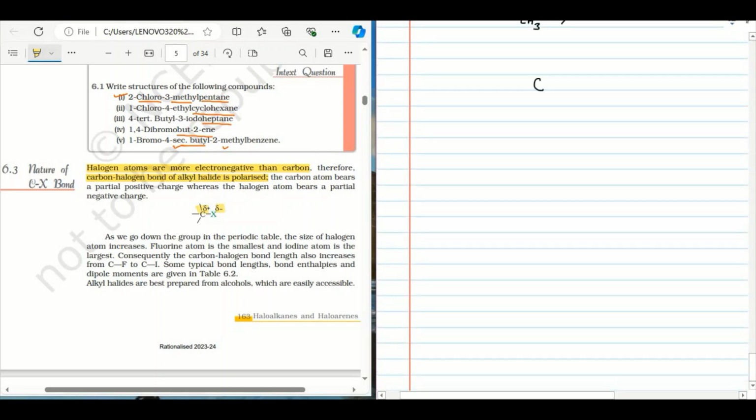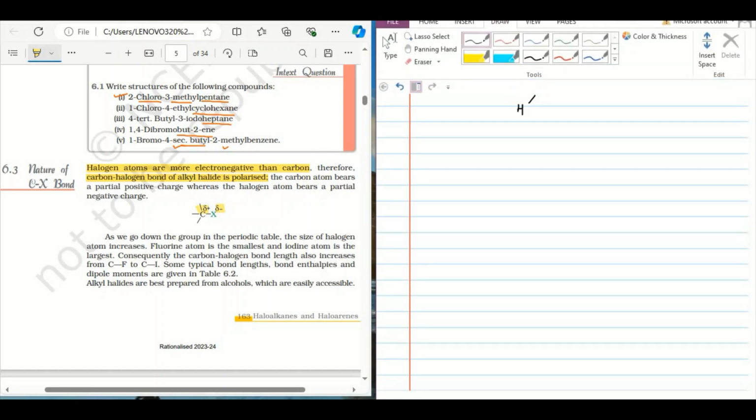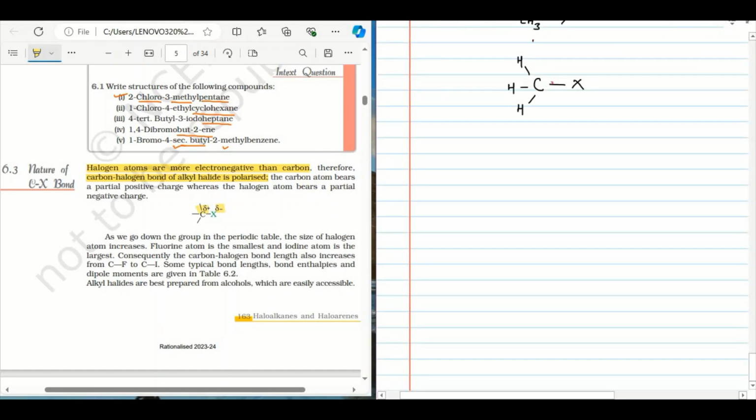Here this is carbon and there is a bond with some halogen. This carbon has already made bonds with another 3 hydrogens. The carbon-halogen bond is formed by the sharing of electrons. Here there are 2 electrons. Carbon belongs to 14th group and halogen belongs to 17th group. Here this is carbon and here this is fluorine, chlorine, bromine and iodine.